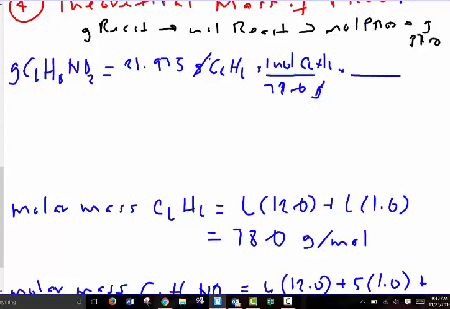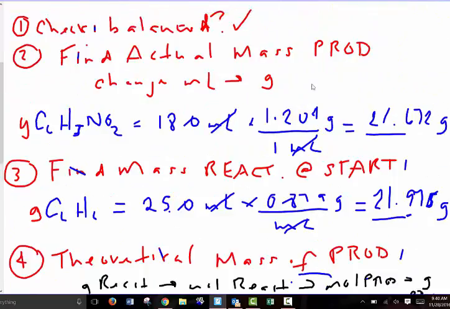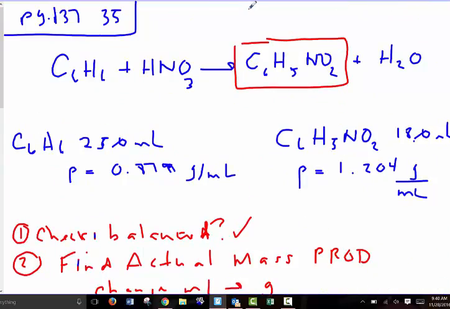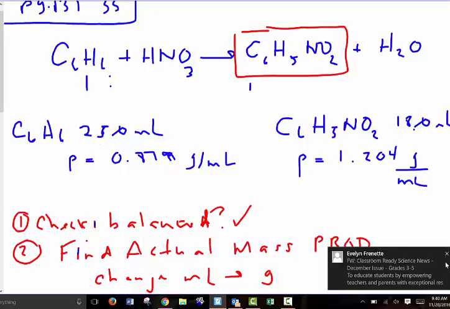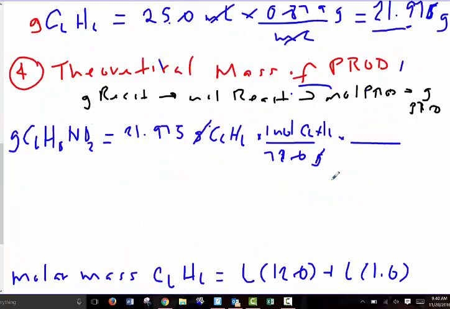So that's where I go to my balanced reaction equation, and I use the mole ratio. Here, my reaction shows that I have a 1-to-1 ratio of the coefficients. So 1 mole to 1 mole. So that's easy. For every 1 mole of my reactant, which is C6H6, I have 1 mole of my product, which is C6H5NO2.